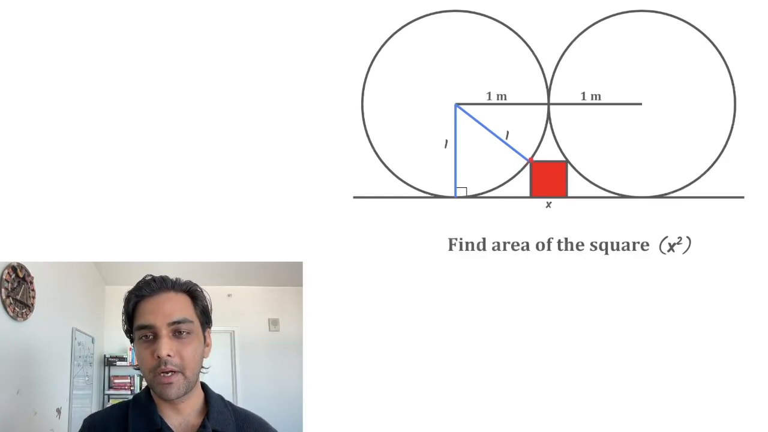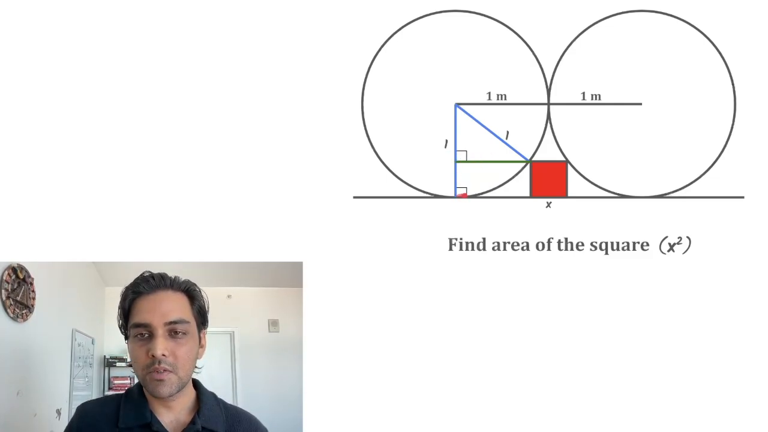Now let's drop a perpendicular from this corner of the square to this radius here. And that means that this angle is also going to be a right angle. Now since this is a rectangle, we know that this line segment is also going to be x. And if this is x, then the remaining line segment is going to be 1 minus x.